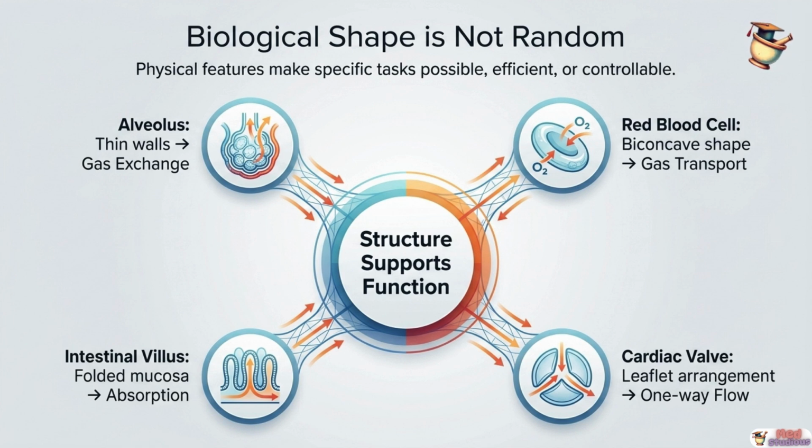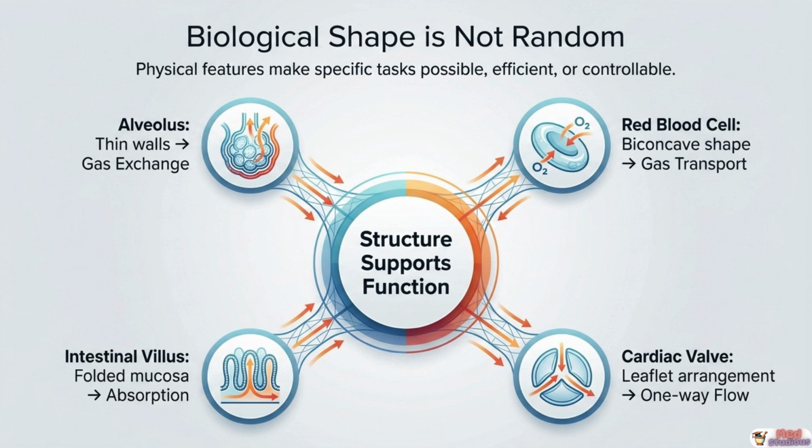This principle appears at every level. Protein shape influences receptor binding. Cell shape influences movement or transport. Tissue arrangement determines strength, diffusion distance, or surface area. Organ architecture controls flow and coordination.